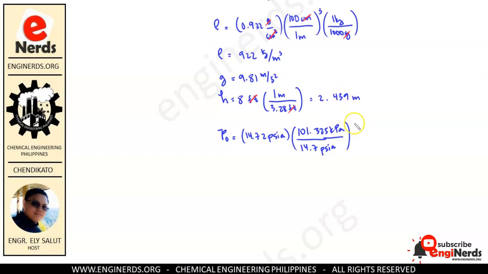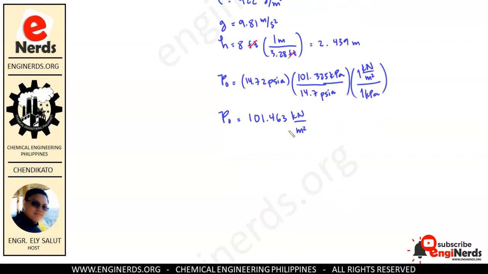Okay, so 1 kilopascal is equal to 1 kilonewton per meter square, di ba? So, 1 kilopascal is equal to 1 kilonewton per meter square. So, ang ating PO, therefore, is equal to 14.72 times 101.325 divided by 14.7 is equal to 101.463 kilonewton per meter squared. So, pwede na natin gamitin ngayon yan.